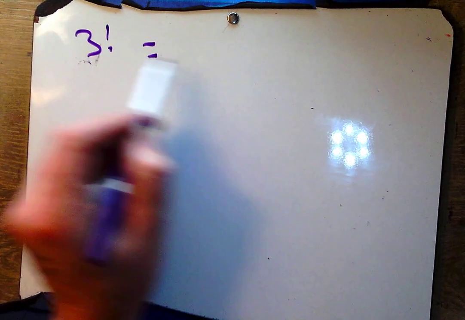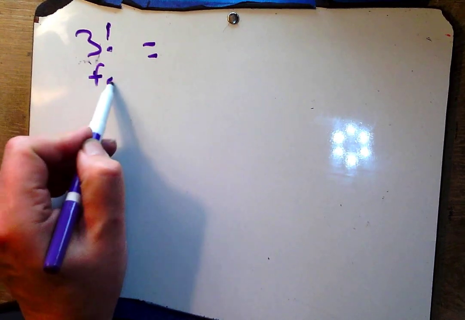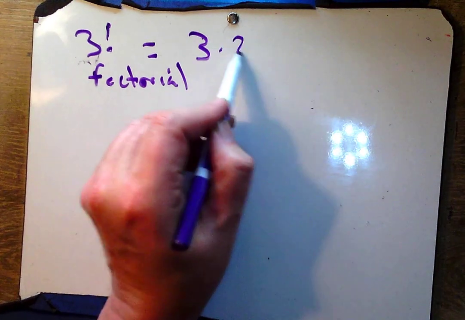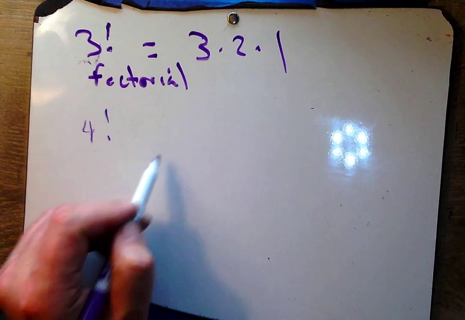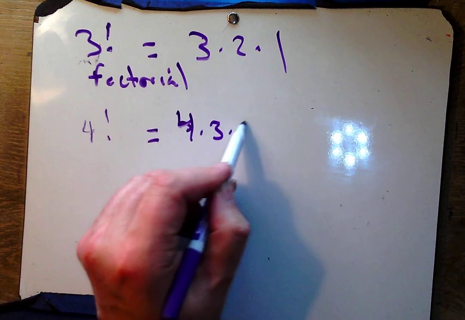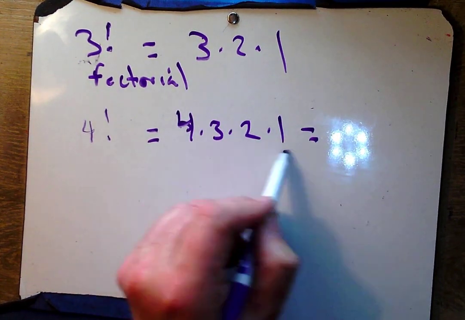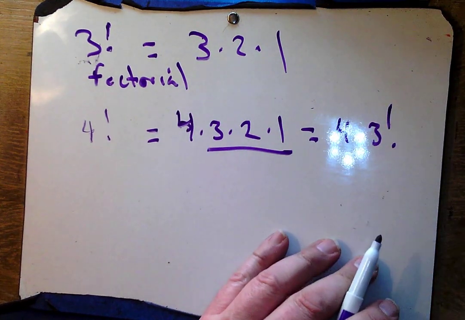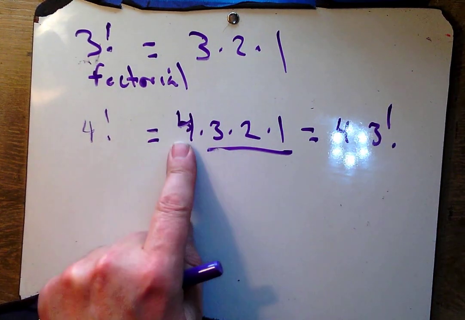3 factorial. This is the factorial symbol, which means 3 times 2 times 1. And 4 factorial, well, that's 4 times 3 times 2 times 1. Or we could even write it as 4 times 3 factorial. Yeah, because there's 3 factorial times 4.